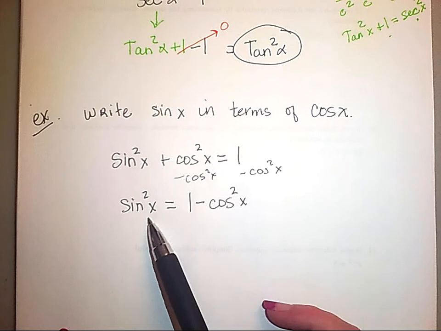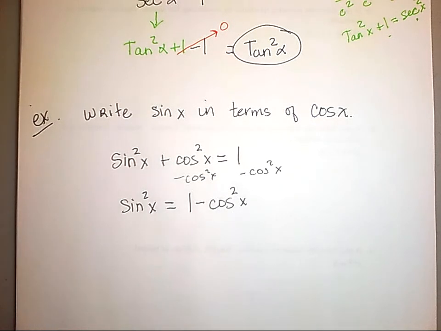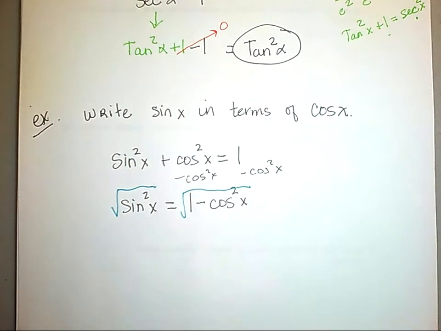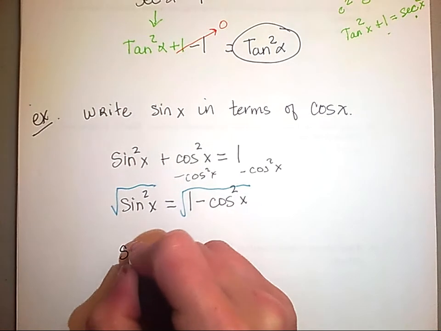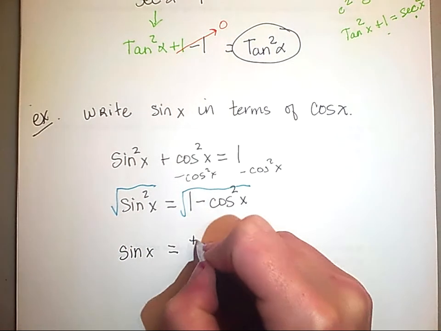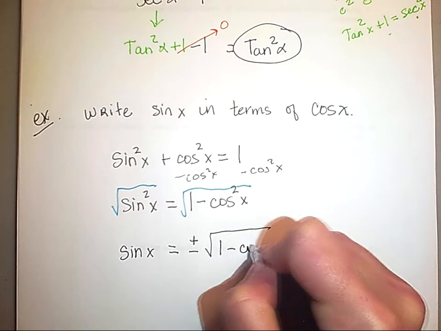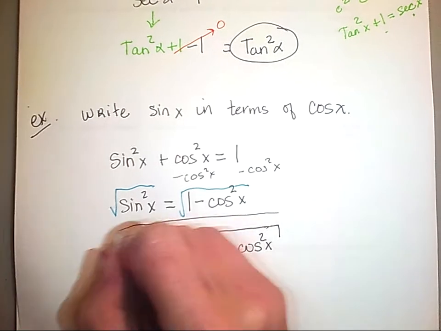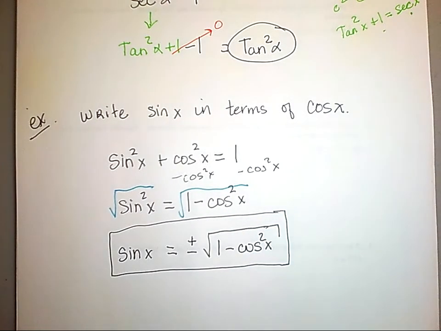Now, we've written sine squared in terms of cosine squared, but we're asked to find the sine of x, so let's take the square root of both sides. When we do this, the square root and the squaring will undo, so now we have just the sine of x is equal to, and let's not forget this, the plus or minus of the square root of 1 minus the cosine squared of x. And that will depend on our quadrant.